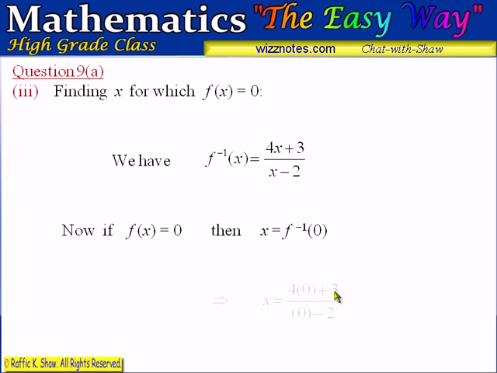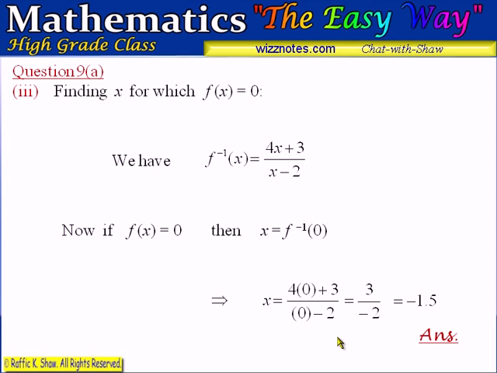And so x would be 4 multiplied by 0 plus 3, divided by 0 minus 2. And the result here is 3, that's 3 divided by negative 2. So the solution for f of x equals 0 is that x is 3 divided by negative 2, which is negative 1.5. And that's the answer for that part of question 9a, part 3.